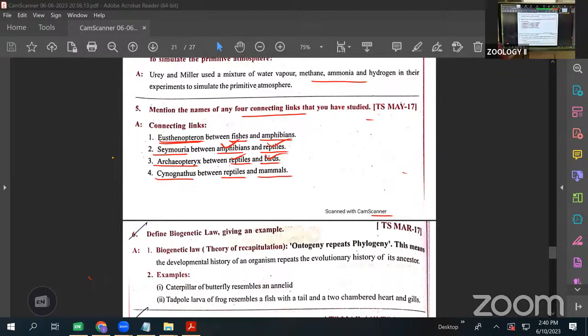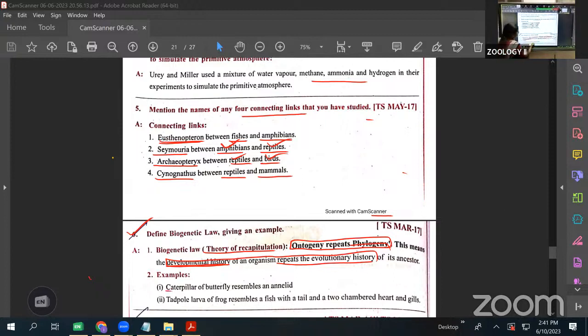Next one is the biogenetic law. What does the biogenetic law mean? This is also called the theory of recapitulation. Ontogeny repeats the phylogeny. It means the development history of the organism repeats the evolutionary history. The evolutionary history is followed by the development history. That we call the biogenetic law. Simply you write, ontogeny repeats the phylogeny. Clear?